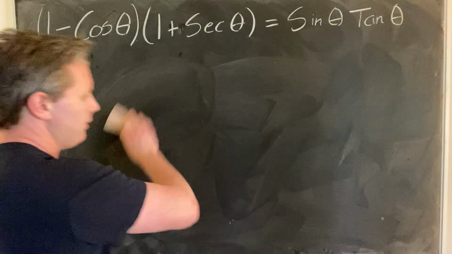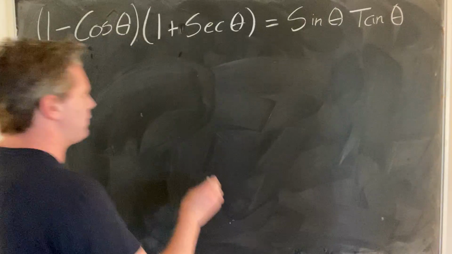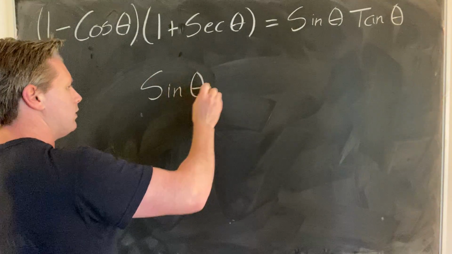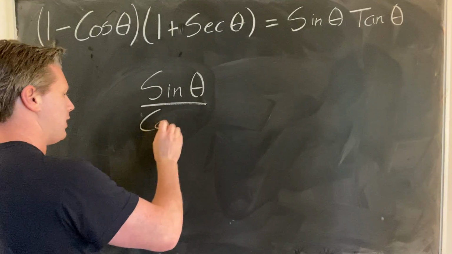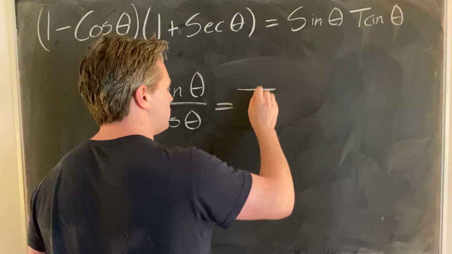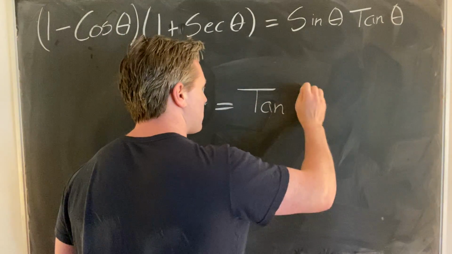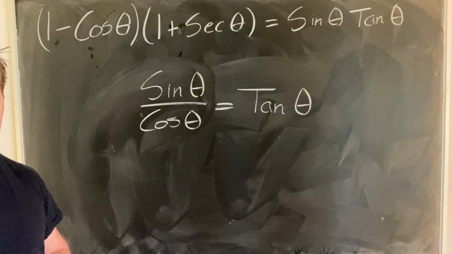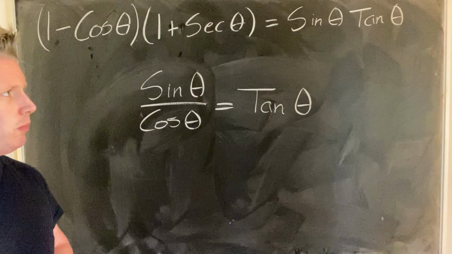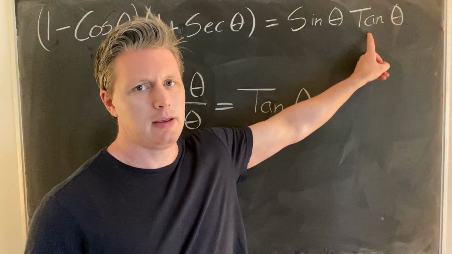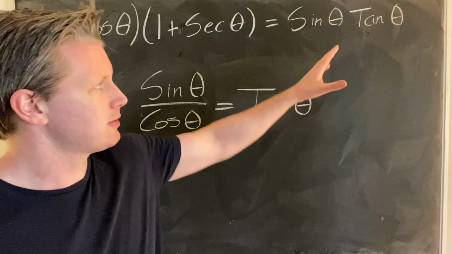The second is that sine theta over cosine theta is equal to tangent of theta. Okay? This is a second relationship that we use quite often. We'll notice, for example, we do have a tangent of theta on the right-hand side of our equation up here.